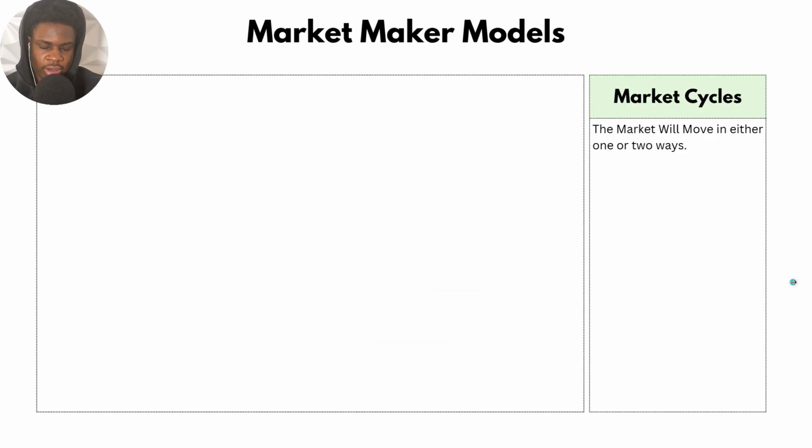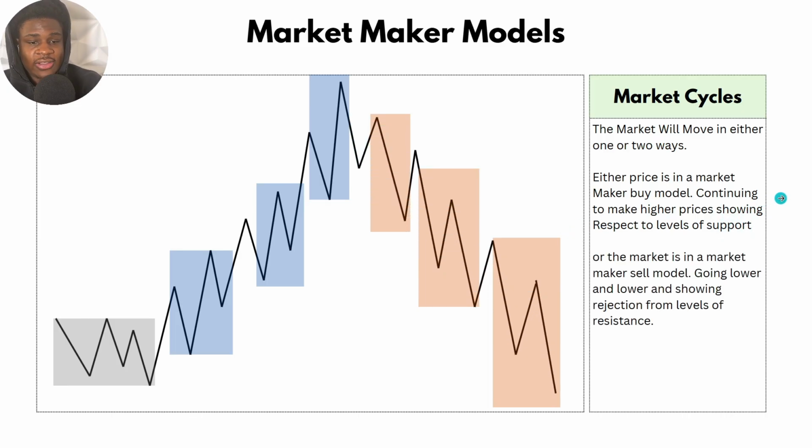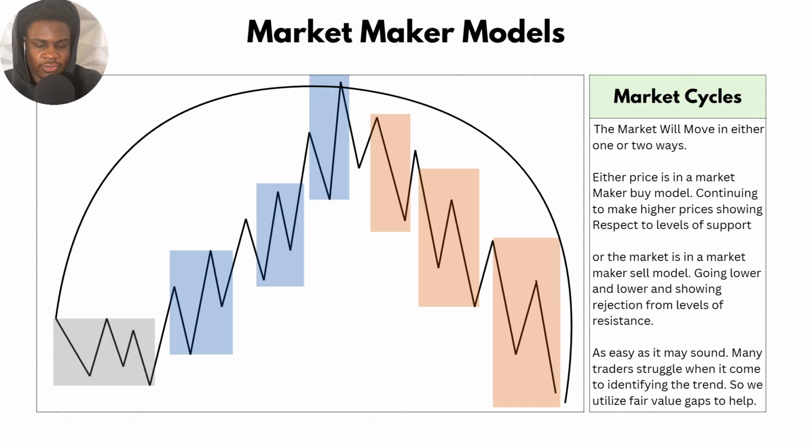So the first thing we're going to be going over is the market maker models, and the market is very simple because it moves in one of two ways. Either price is in a current market maker buy model, continuing to make higher and higher prices, respecting levels of support. Or the market is in what's referred to as a market maker sell model, going lower and lower, showing rejection from levels of resistance. And as easy as it sounds, right, prices creating higher highs, higher lows, or prices creating lower lows and lower highs, many traders still struggle when it comes to identifying the current trend.